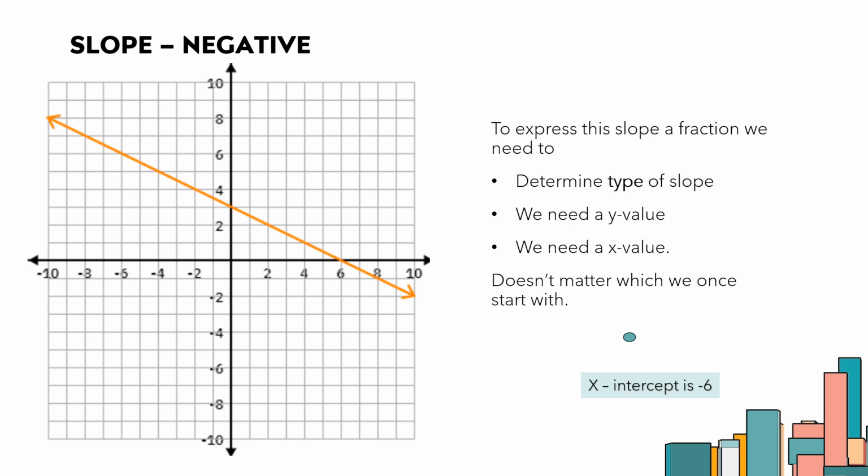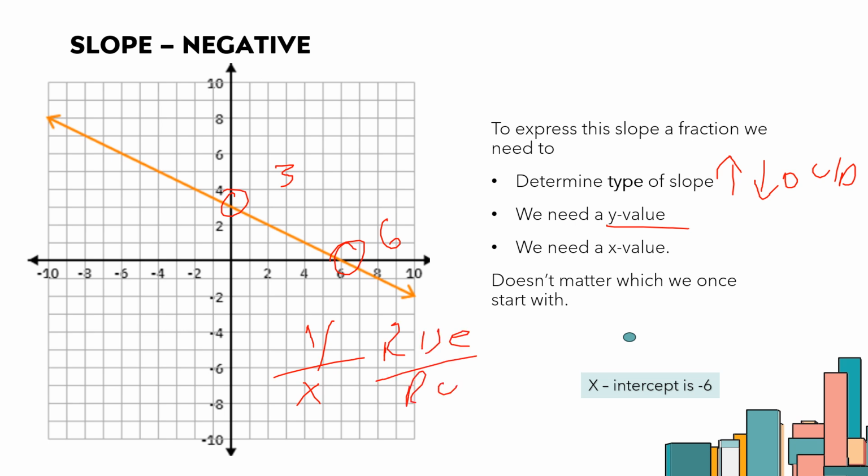Now let's look at a negative slope. This is going to work just the same way. You've got to determine your type of slope. Is this increasing, decreasing, 0, or undefined? You need a y value, which we got here of 3. You need an x value, which we have here of 6. You're going to write it as a fraction, y over x, or rise over run, because you rise up on the y-axis and you run on the x-axis. And a fraction is a number over another number.